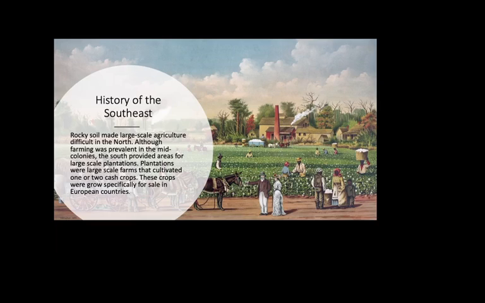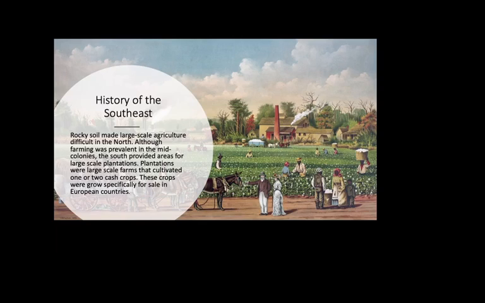Okay, so without any further ado, let's talk about the history of the Southeast. Rocky soil made large-scale agriculture difficult in the north. They had a lot of rocks in the soil. The minerals weren't great. Some areas were good for growing, some areas weren't. So growing in large quantities became really difficult. Of course, we already talked about the fact that people had tobacco and things in the Northeast, and they were trying to grow those crops and export them back to Europe.